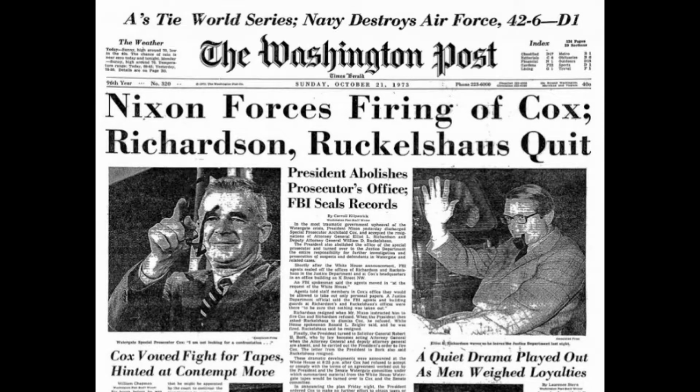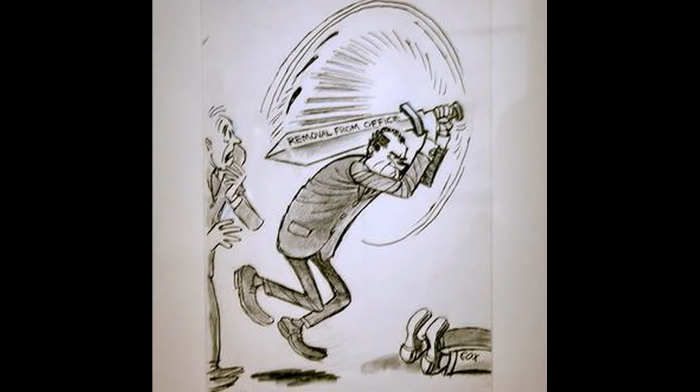Nixon started to get nervous and fired Archibald Cox, the lead investigator, in the Saturday Night Massacre, after he subpoenaed the tape recordings from Nixon's office. Nixon claimed that he had the right to refuse the subpoenaed tapes because they contained classified information and he had executive privilege, but the investigators disagreed and said that the tapes were necessary to find a ruling on if Nixon and other executive officials were involved in Watergate.